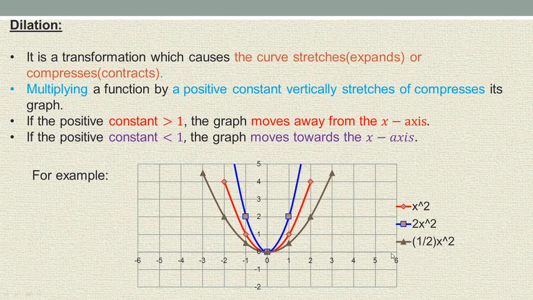See, this is the x-axis, right? So it will move away. Away means what? Towards upward. And for this brown curve, it is 1 by 2 into x square, and this 1 by 2 is less than 1. So when it is less than 1, it moves towards the x-axis. This graph will come towards the x-axis. Clear? You got it? This is the main thing for dilation.